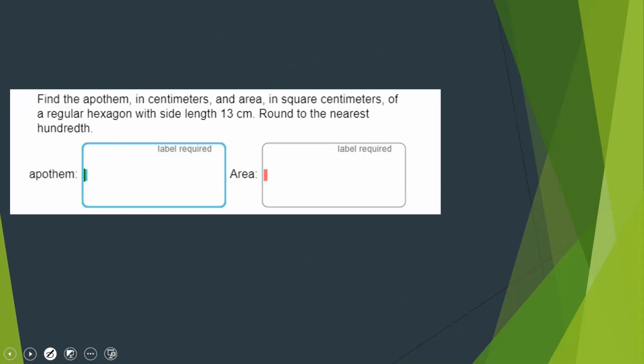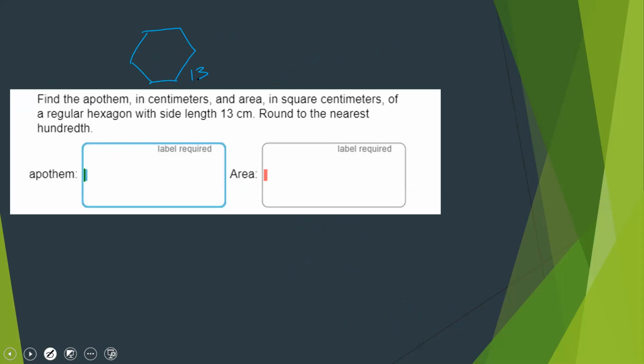All right, now this one, it doesn't bother to give us a picture. It says find the apothem in centimeters and the area in square centimeters of a regular hexagon. Okay, so I'm just going to draw a little hexagon for myself right here. Remind myself that it has 6 sides, with a side length of 13. Round your answer to the nearest hundredth.